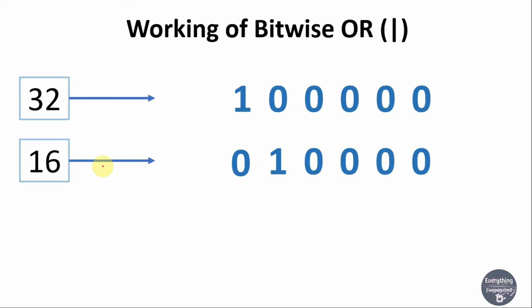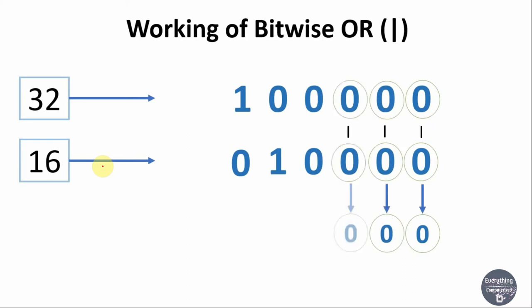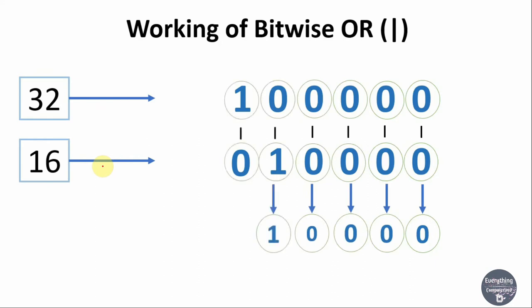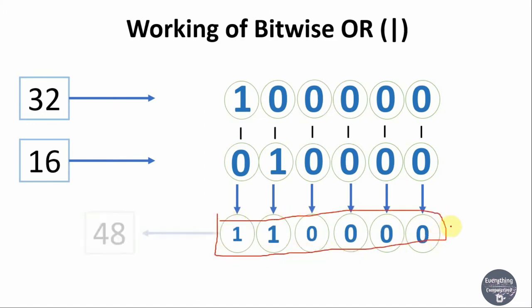So now we are going to perform the OR operation on each of the corresponding bits from the end. So 0 or 0 becomes 0, 0 or 1 becomes 1, 1 or 0 becomes 1. So this is our final binary result, and which is converted back into 48 as the final answer. So 32 or 16 gives 48. This is how the bitwise OR operator works.